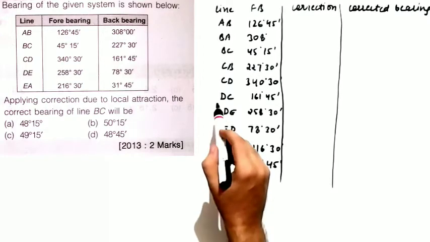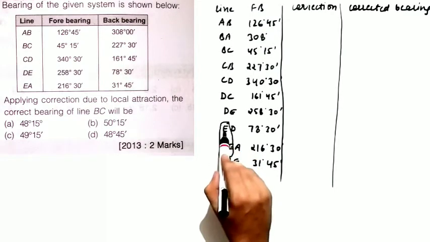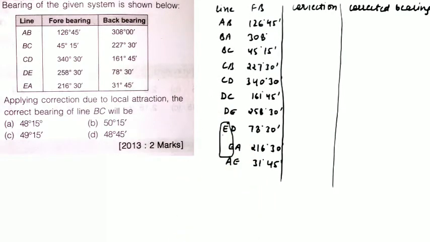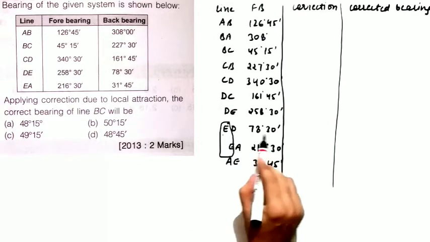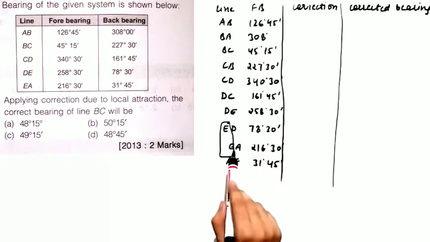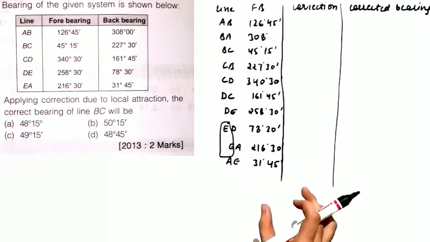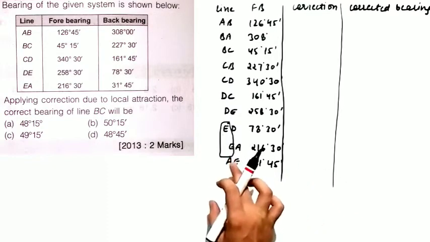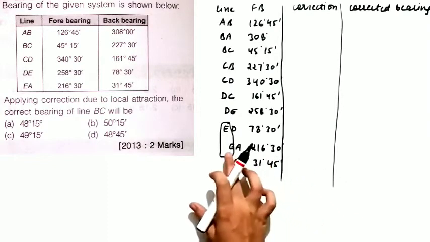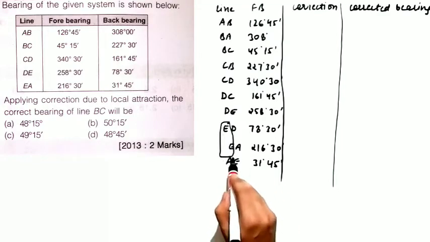Now you can see that there are 2 readings that are taken at station E. The first letter of all these lines denotes the station at which the reading is taken. This reading is taken at station E. Similarly, this fore bearing is taken at station E. When it was a back bearing, it was AE instead of EA. Then that back bearing was taken at station A. But this is a fore bearing and this is taken at station E. Similarly, this reading is associated with station A.